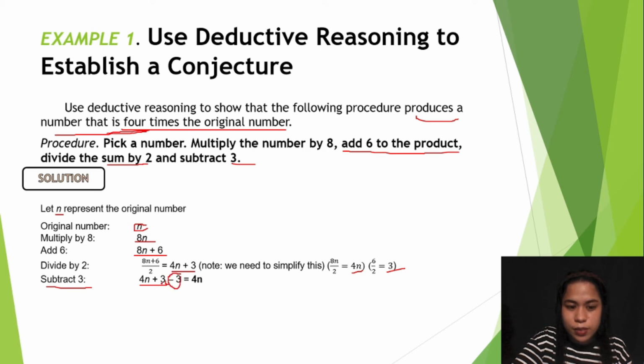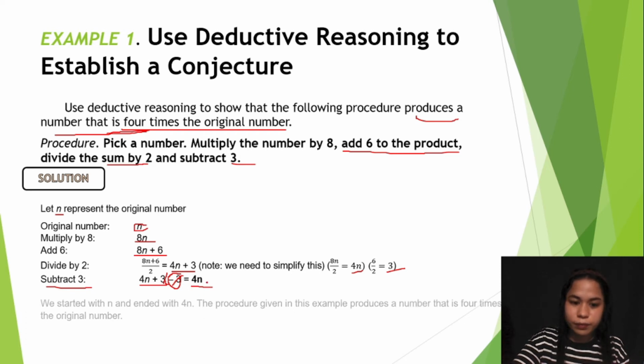So, since combined like terms, ito lang yung pwede natin masubtract. Kasi si 4n, we cannot subtract kasi may variable siyang n. So, 3 minus 3, pareha silang whole number. So, you just cancel it. Then, yung natira natin is 4n.